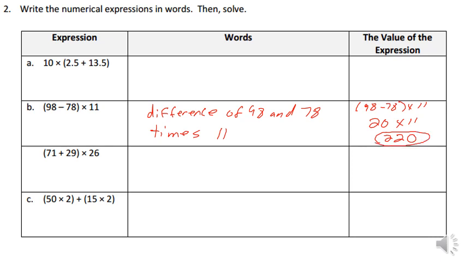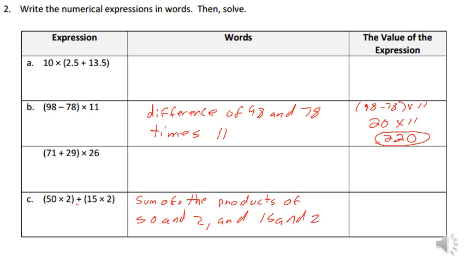C. Now I can see I have a sum here, and I would start out with that because this one here is a little different. So I would start off with saying the sum of the products of 50 and 2 and 15 and 2. That's just one way of stating it. You could say it a couple other different ways.